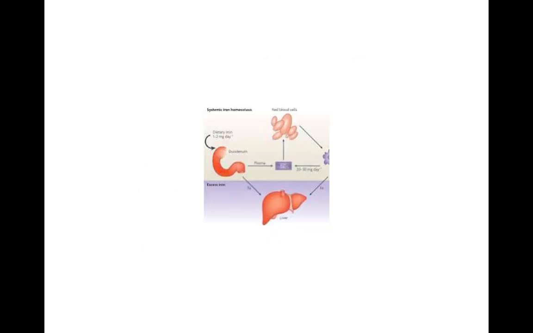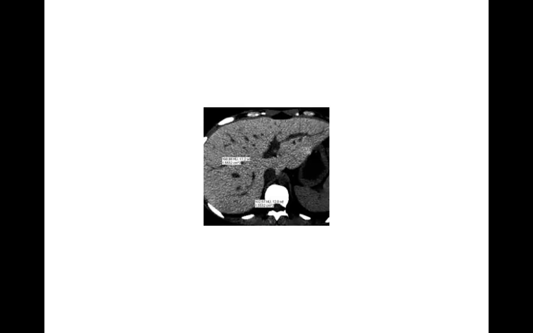This is the normal pathway of the iron absorbed. Iron is absorbed from the gut. Iron is released from the senescent RBC, taken by the macrophages. Excess iron is deposited and stored in the liver. This is the liver showing necrosis due to iron toxicity.